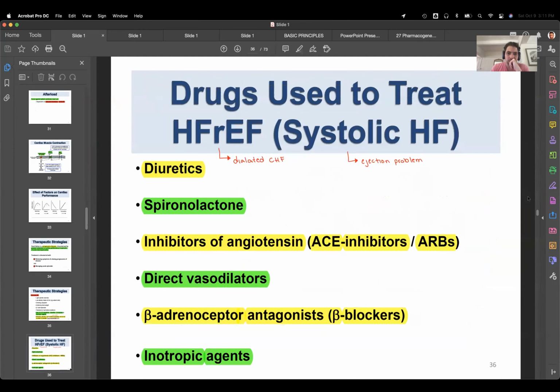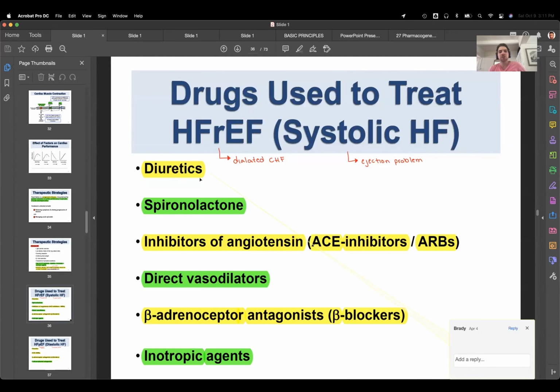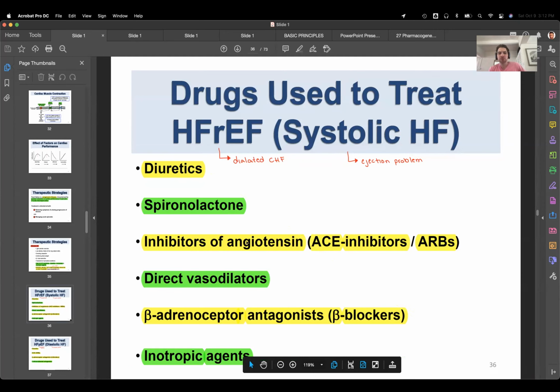Okay, right. So reduced ejection fraction. We're talking about an ejection problem. It's dilated, it's floppy, and there's an ejection problem at this point. So spironolactone, direct vasodilators can be used, and inotropic agents such as digoxin. Whereas diuretics, the ones in yellow, you can use for either reduced or preserved.